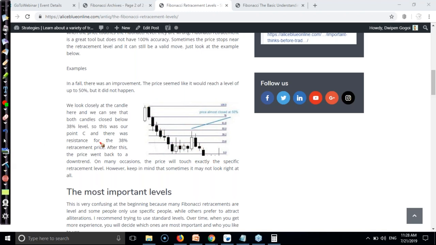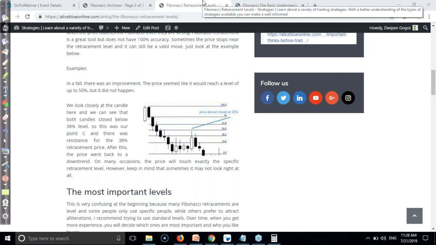Do you have any query regarding this retracement level? You can ask me. If you are not able to understand, you can ask me. If you have any query about this retracement, ask me, and after that I'll go to the next.